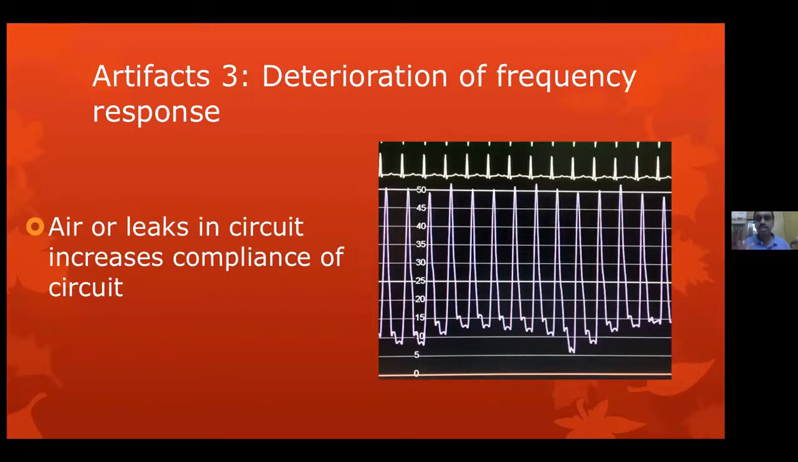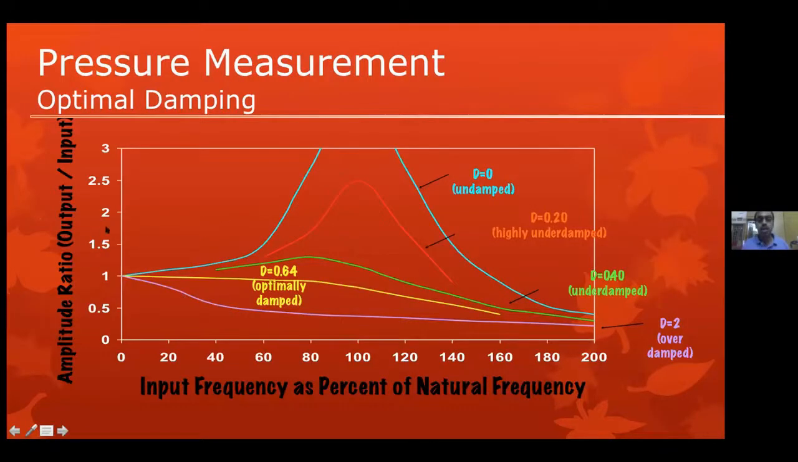So deterioration of frequency response is a phenomenon that can be permanent due to damage of the pressure transducer, or can be temporarily induced by air or leaks in the circuit. So this is the frequency response. The frequency response is going to be perfect in this area. This is the natural frequency. This frequency response will become shorter and shorter if there are air bubbles or leaks in the circuit. The whole frequency response will become very short.